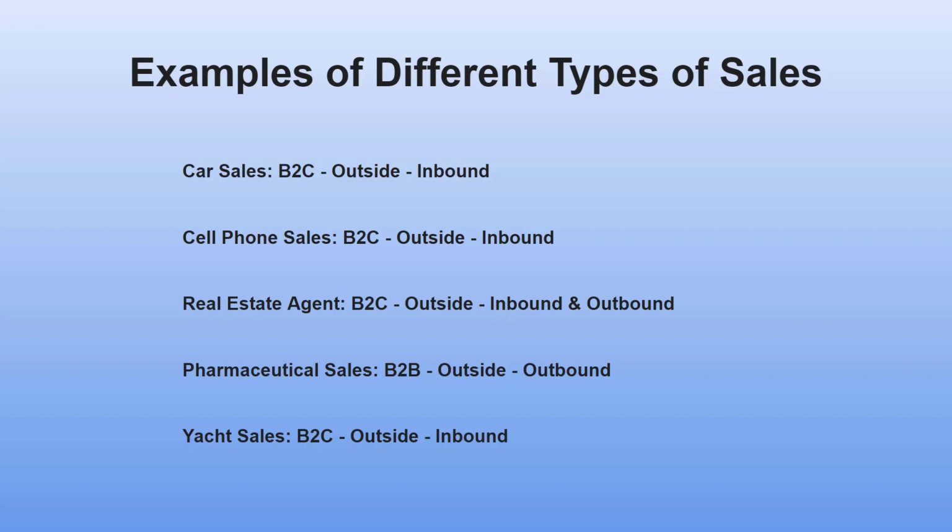Then lastly, yacht sales. So let's say you have a high net worth individual. They want to buy a yacht. What is that? That's B2C because you're selling to a consumer. It's outside sales because normally you're going to meet on the yacht. You're going to show them what it looks like, how it functions, figure out what's the best yacht for them. And it's inbound. So normally that high net worth individual is going to go looking for a yacht, and they're going to come to your marina looking to purchase that yacht.